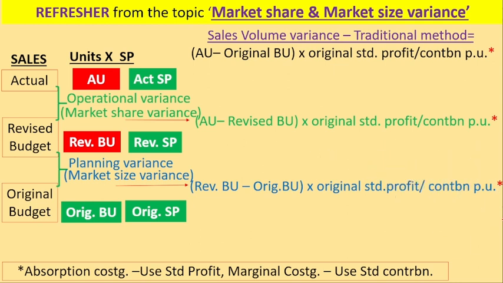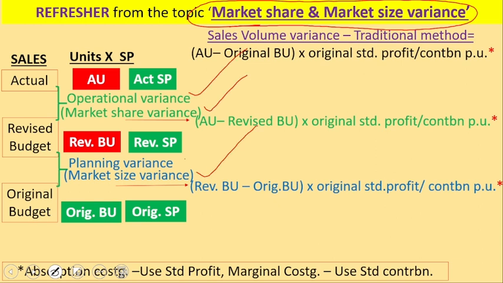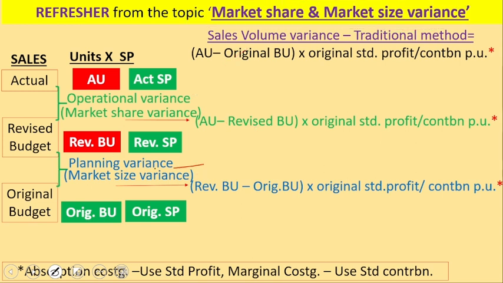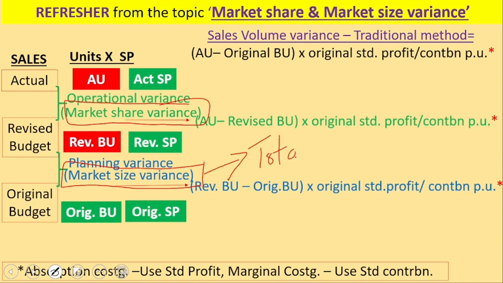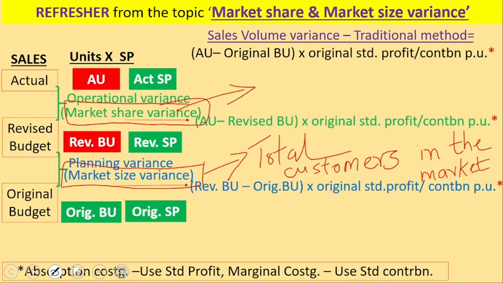The next question relates to the market share and market size variance. Now, market share is also known as operational variance and market size variance is also known as planning variance. Now, I want you to understand the meaning of market size and market share. Market size means the total number of customers who are present in the market, and market share is the number of customers buying the company's products.